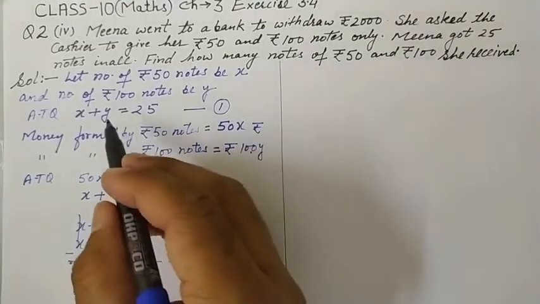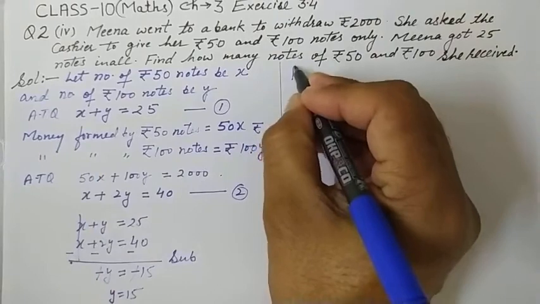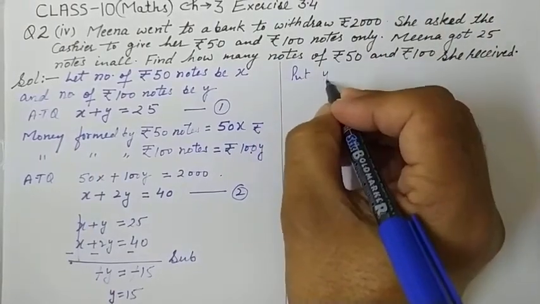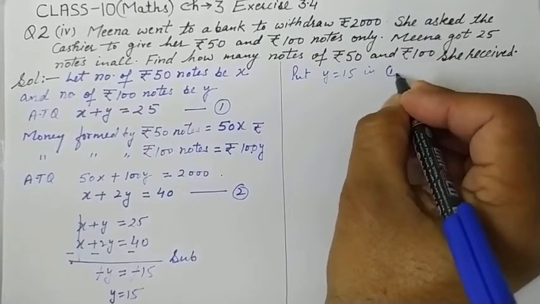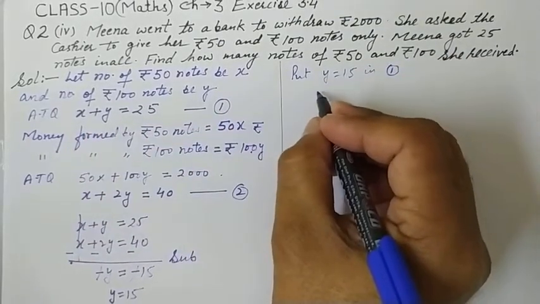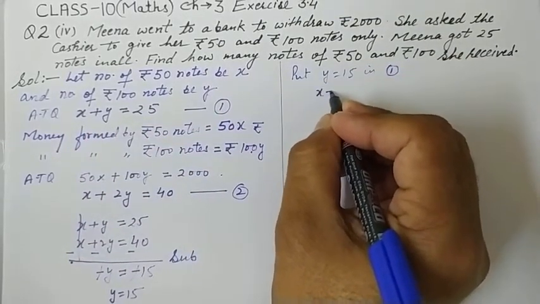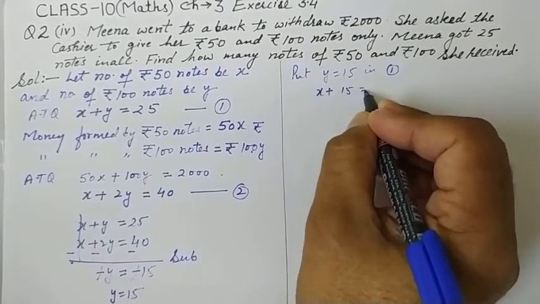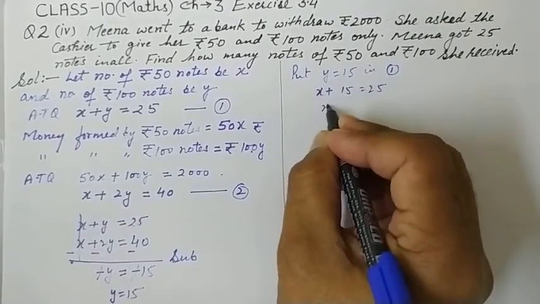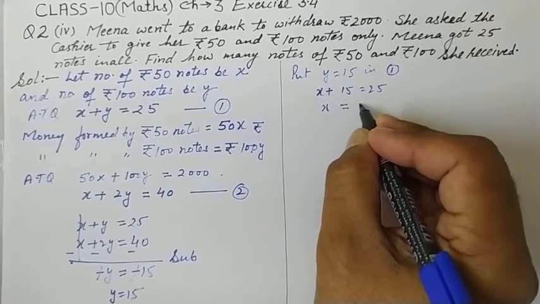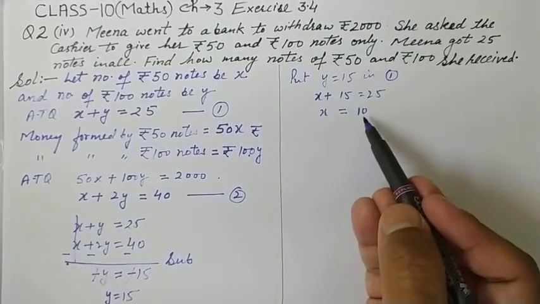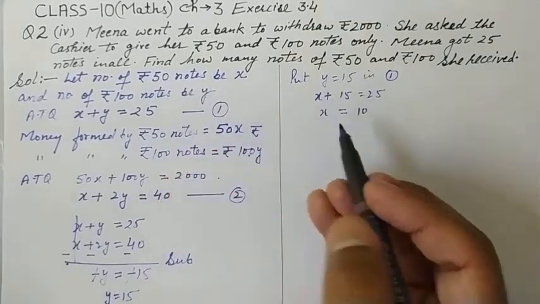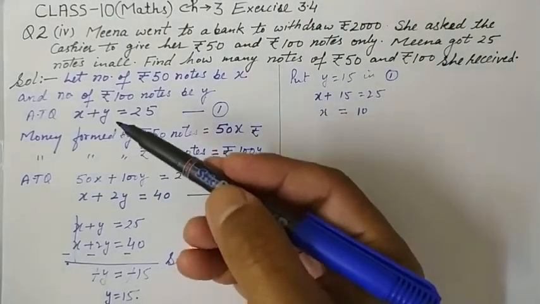Now we are to put the value of y here in equation 1. So we'll write put y is equal to 15 in equation 1. It becomes x plus 15 is equal to 25. So x is equal to 25 minus 15, that is 10. So it means that there are 10 notes of 50 rupees and 15 notes of 100 rupees.